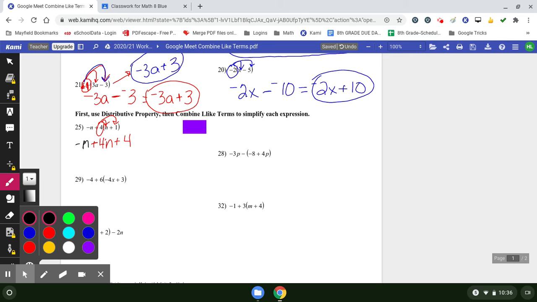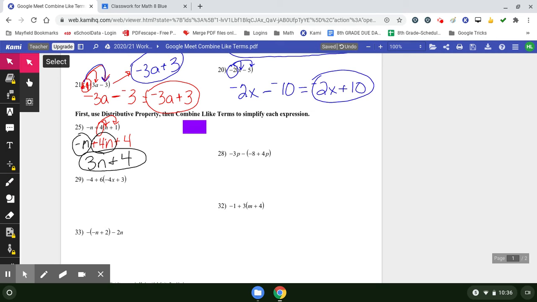And now I can combine like terms. I've got -n plus 4n. So -1 plus 4 is 3n plus 4. That's my final answer.